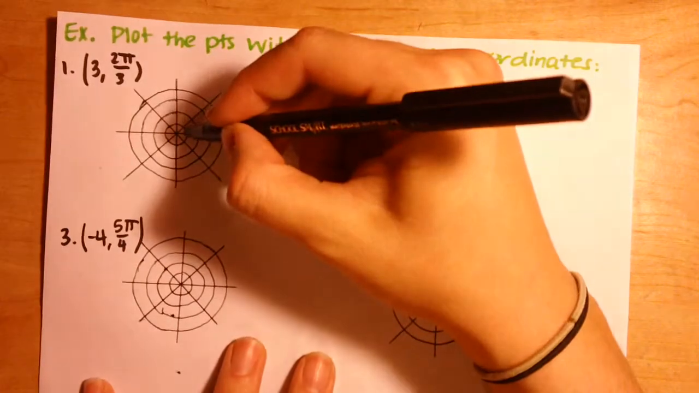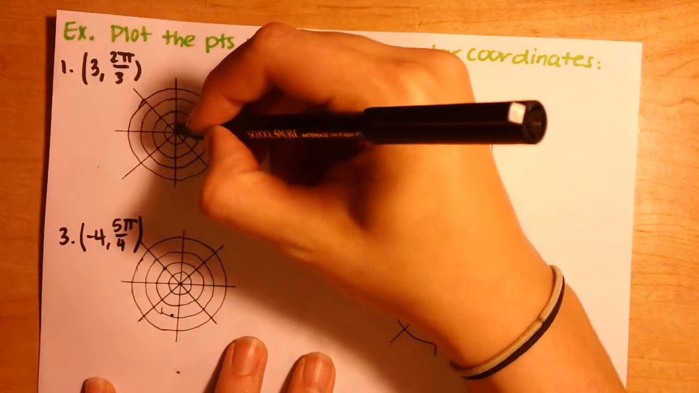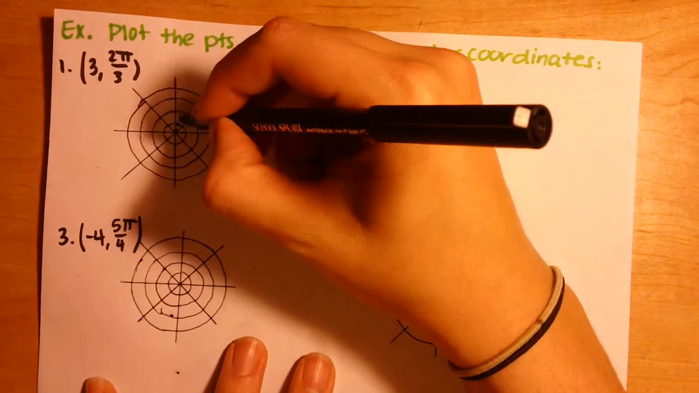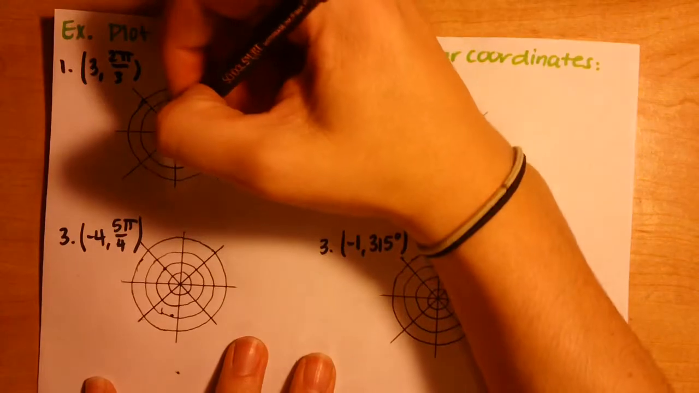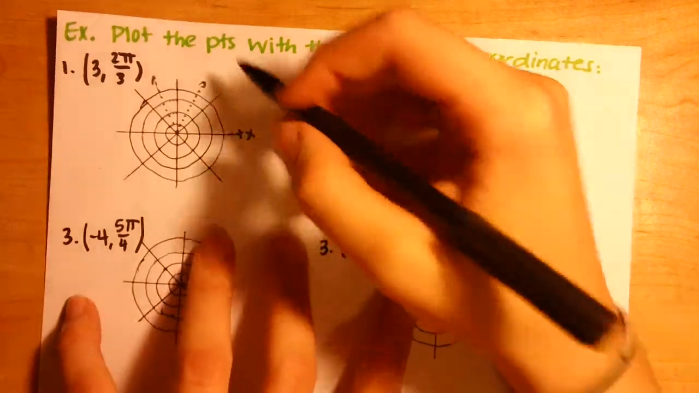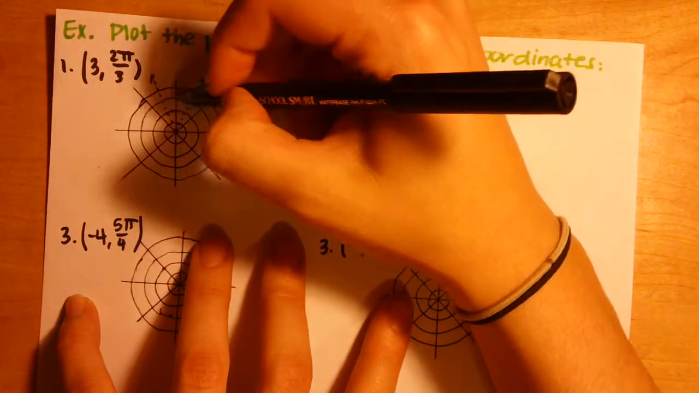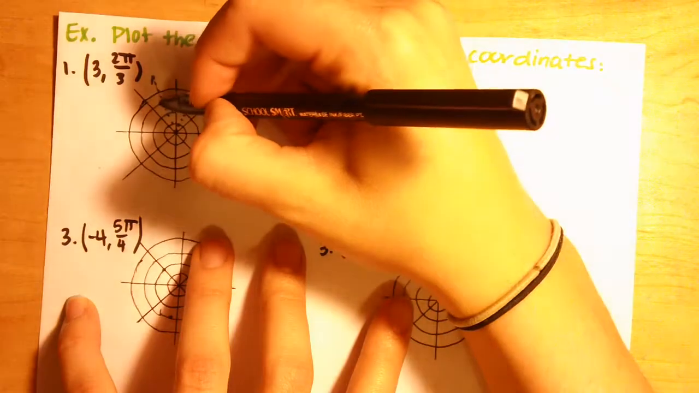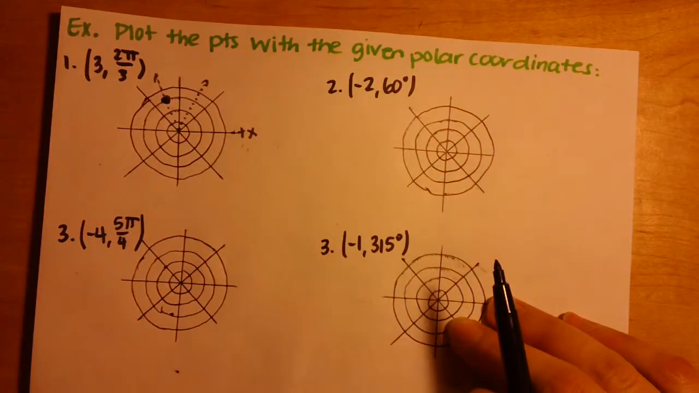So we want to graph 2 pi over 3. You're going to go out to 3, so 1, 2, 3, and then we go up to 2 pi over 3. 2 pi over 3 is right along here. That's pi over 3, and then 2 pi over 3, just like in our unit circle. So we go out to 3, and since it's positive, we follow this right along, and we plot this point here. Okay, so that is the point (3, 2 pi over 3).